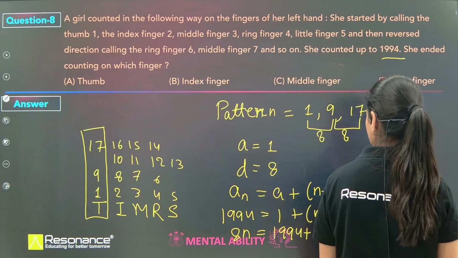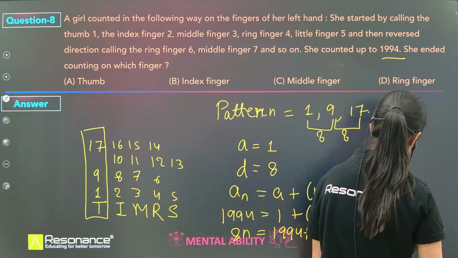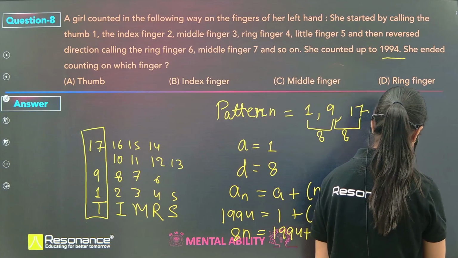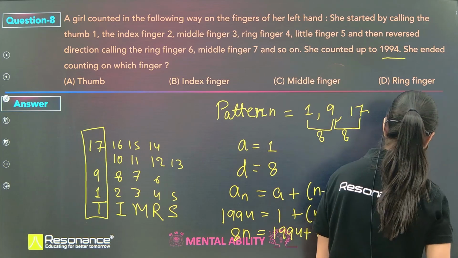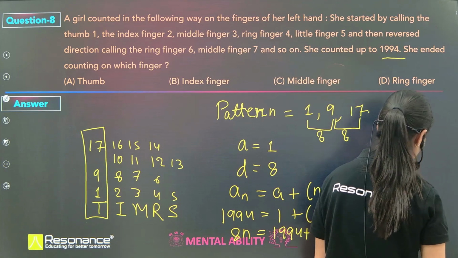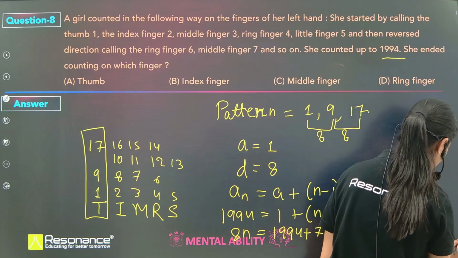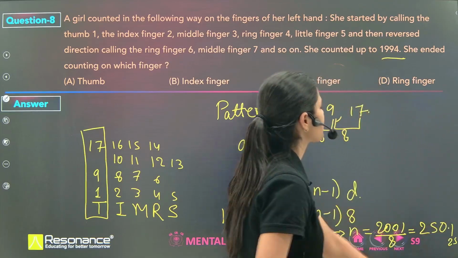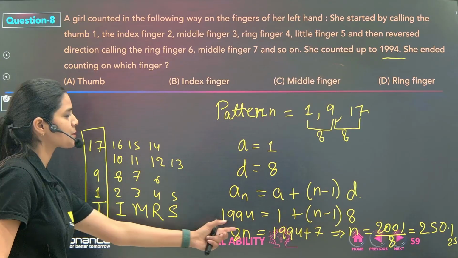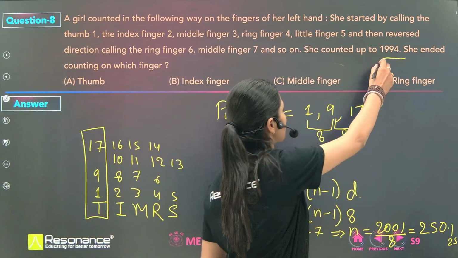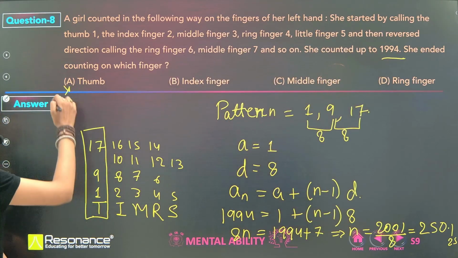When we divide this, it comes out to be 250.125. That makes it very clear that this number is definitely not coming on the thumb. So the thumb is not an option for us.